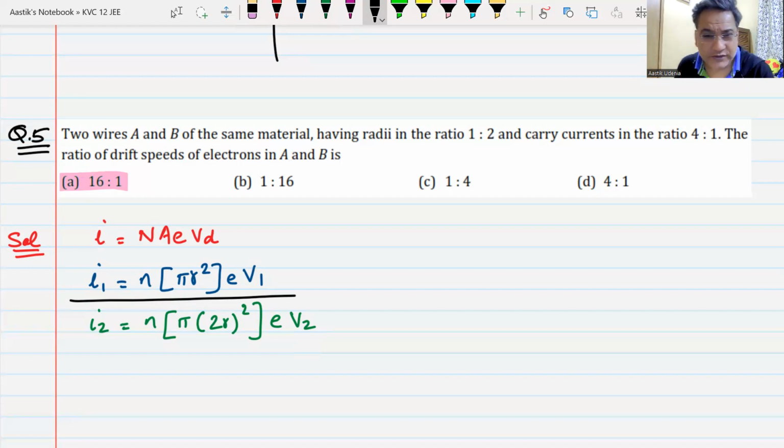Yes or no? Yes, sir. I1 by I2 is 4 is to 1. You just have to divide it correctly. If you divide it correctly, you will get your answer. And the answer I think that you are going to get is 16 is to 1. Everyone got this answer? Yes or no? Yes, sir.